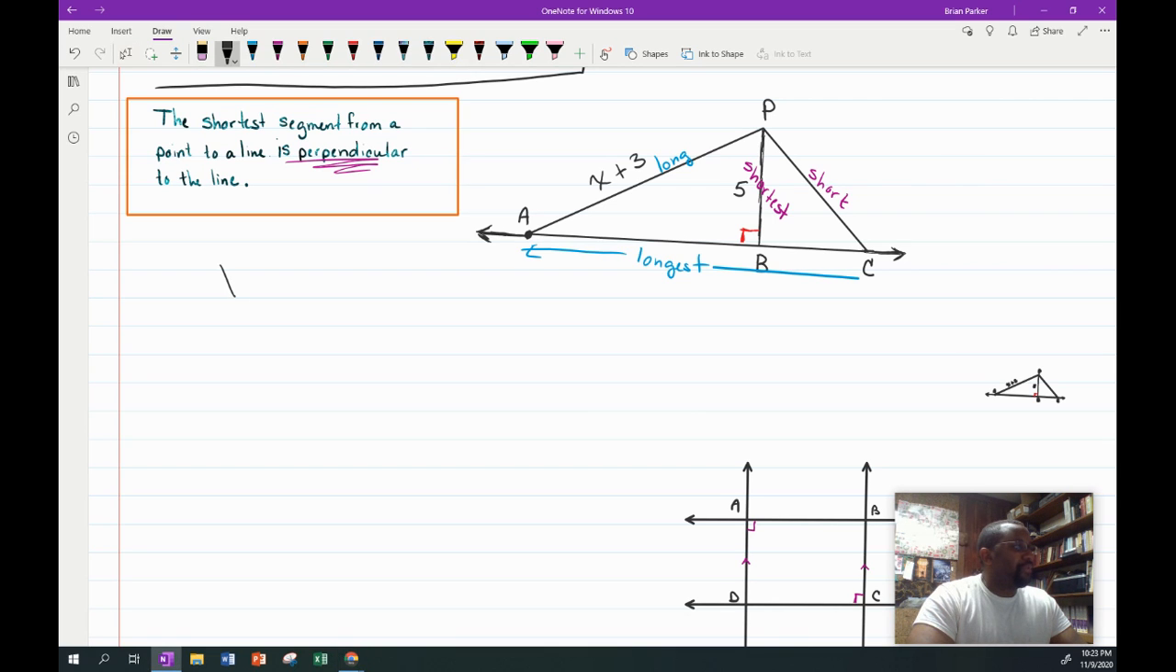All right, last few things. So in talking about perpendicular, the one rule is that the shortest segment from a point to a line is perpendicular to the line. So if you look at this triangle here, and this triangle has several segments that are a part of it, okay?